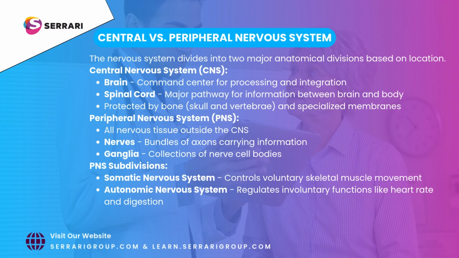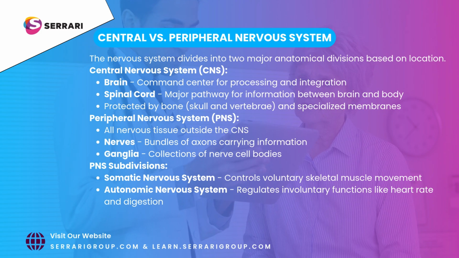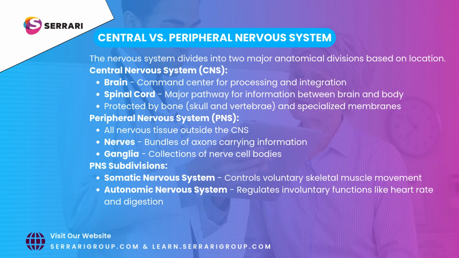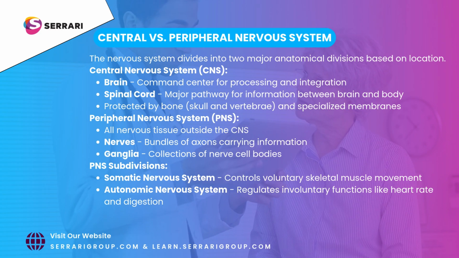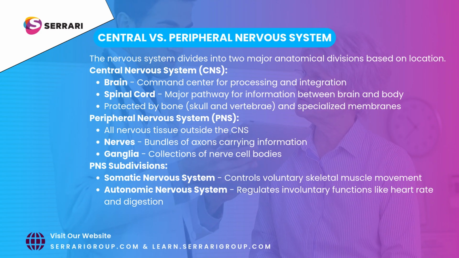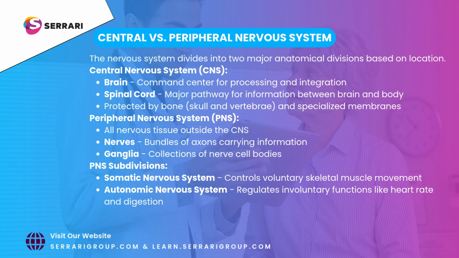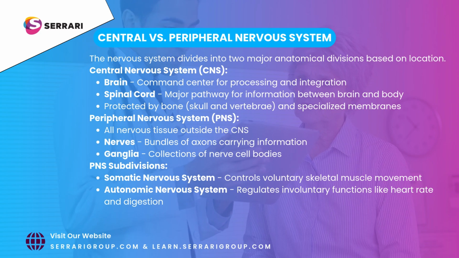Central versus peripheral nervous system. The nervous system divides into 2 major anatomical divisions based on location. Central nervous system, CNS: the brain is the command center for processing and integration. The spinal cord is the major pathway for information between brain and body. Both are protected by bone, the skull and vertebrae, and specialized membranes.